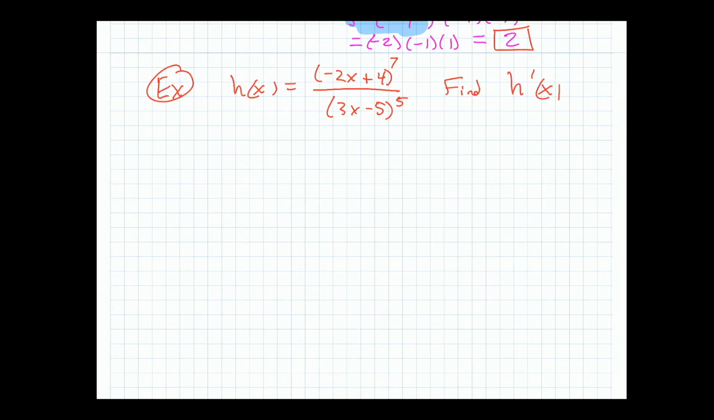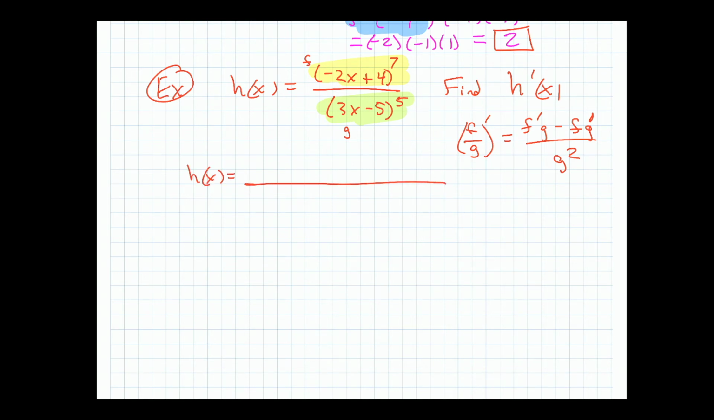All right. So we have to know the quotient rule. F prime g minus fg prime over g squared. Okay? So for purposes of the quotient rule, up on top is our f and on bottom is our g. So if we're writing out what the quotient rule says for this problem, we're not using the chain rule yet. We're using the quotient rule because it's a quotient.